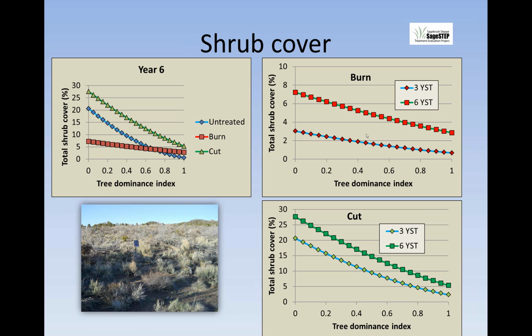If you look at the burn from the 3rd year since treatment to 6, you get about a 3 to 4% increase. So the shrub cover is increasing, but it's pretty slow. On the other hand, you kept your shrub cover and even increased it if you did a mechanical treatment.